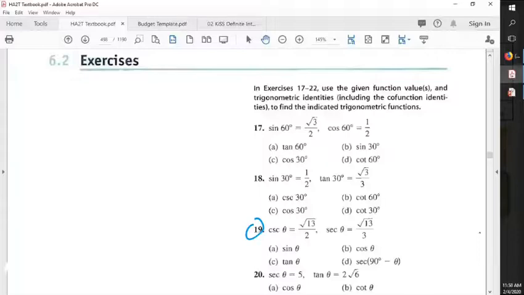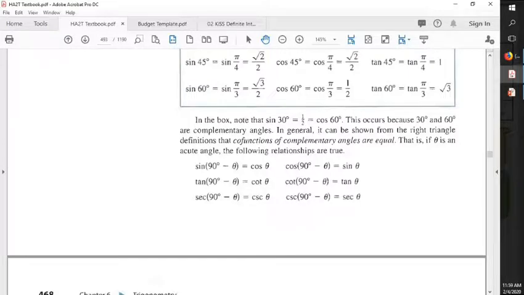Reading your instructions. It says use the given function values and trigonometric identities, including the cofunction identities, to find the indicated trigonometric functions. Here are your cofunction identities. If you think about it, this stuff makes a lot of sense. Now, check this out.